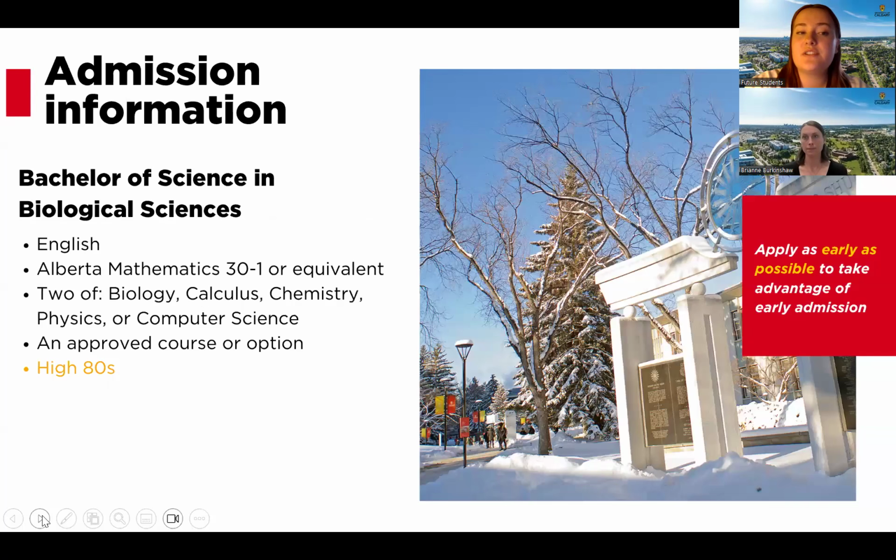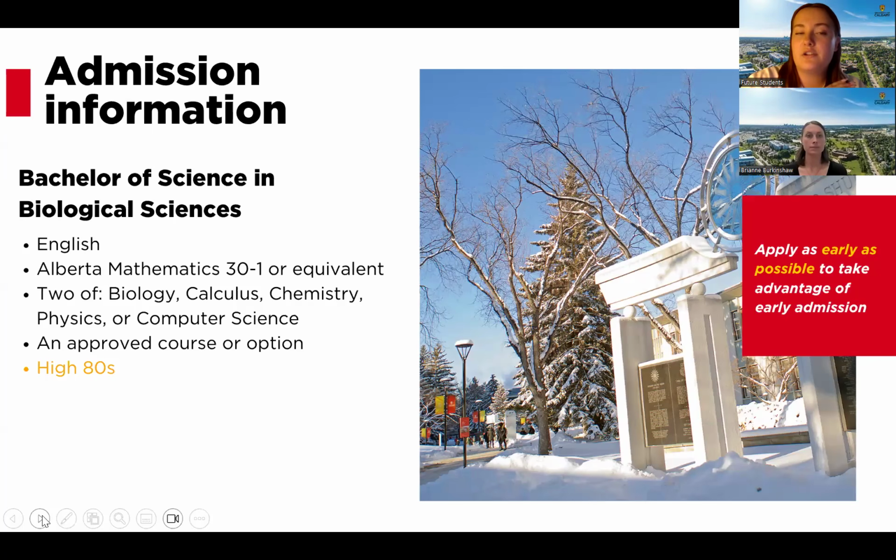So you can see here, these are just the specifics for biological sciences. Those 5 classes are going to be English. You're going to see this across the board in all of our programs. You're required to have that English class. For Alberta students, it's English 30-1. For other students, it's just that grade 12 level English that you can take.